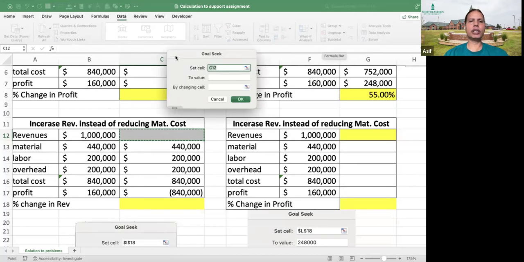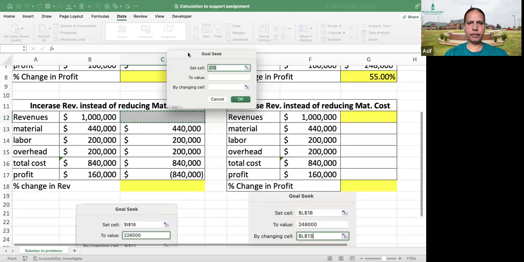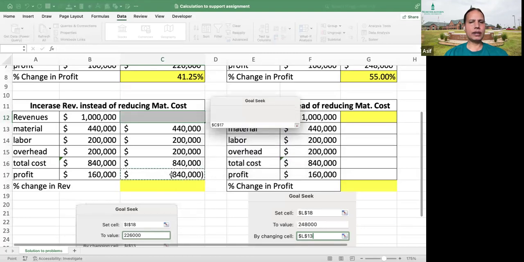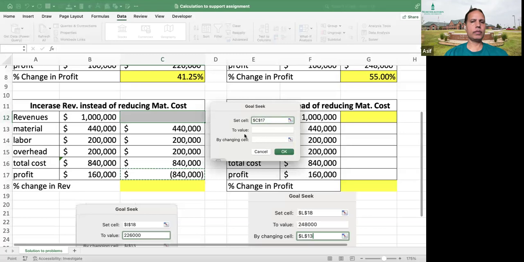Okay, now here we have this goal seek function, and there are some nuances that I want to explain here. So first of all, it says set cell, which means the cell that's containing your formula. So which cell is containing our formula? This formula, that's profit. So I will be choosing this one. So in set cell, you specify the cell that's containing your formula, and the formula is in profit.